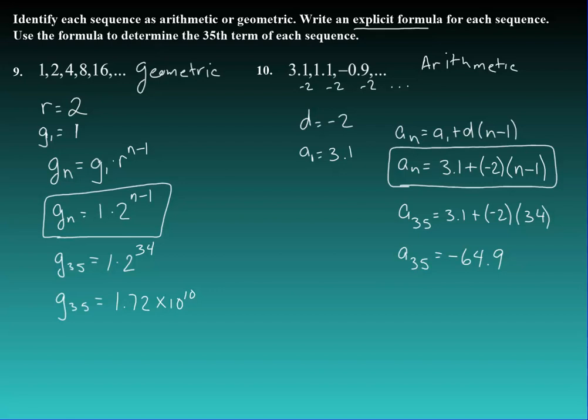Then they said we're looking for the 35th term, so a sub 35 is equal to 3.1 plus negative 2 times 34. And then you saw me go to Desmos, I typed it in, got my answer, and here we are. So with that, that's how we define it. Identify each sequence as arithmetic or geometric, and then write an explicit formula for each sequence.